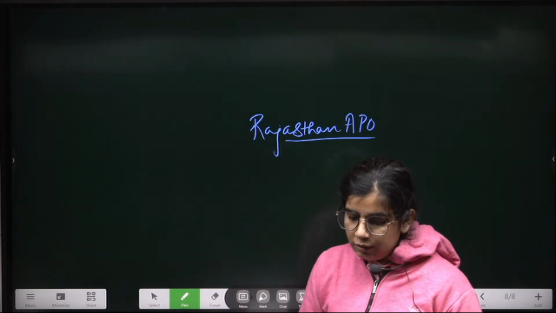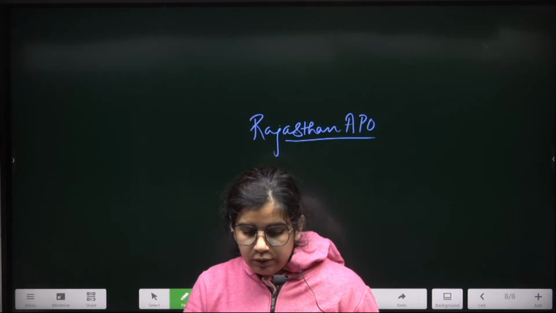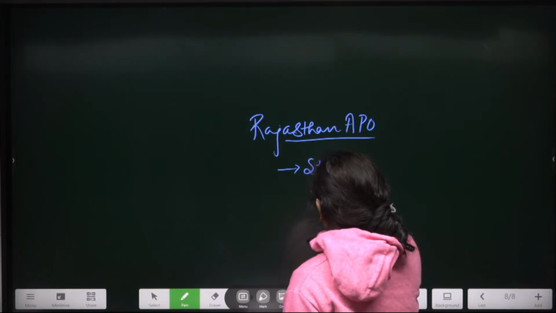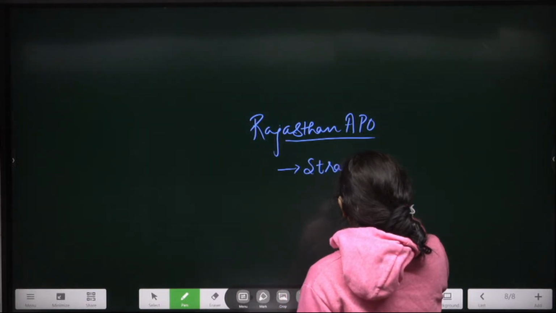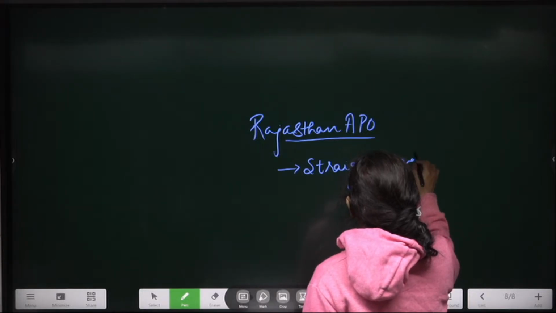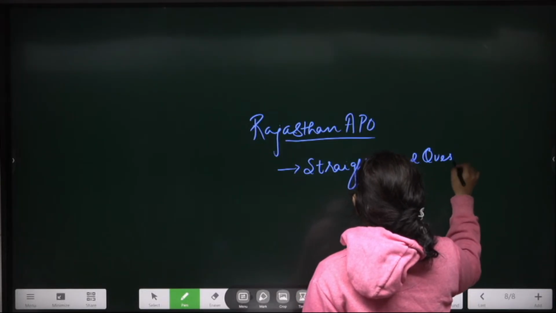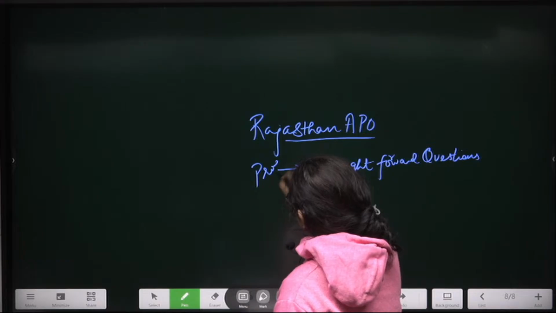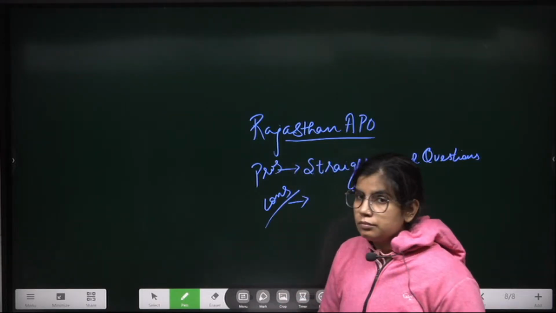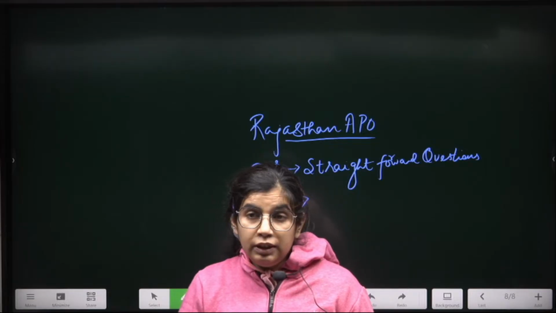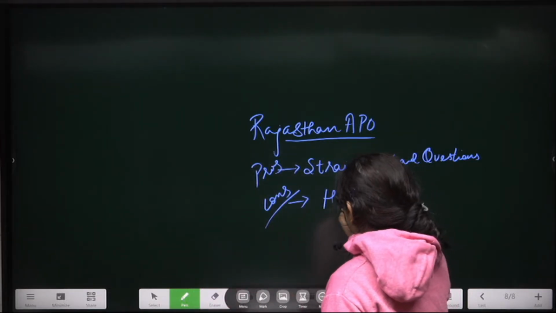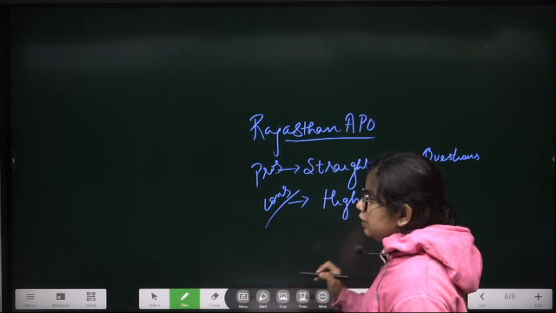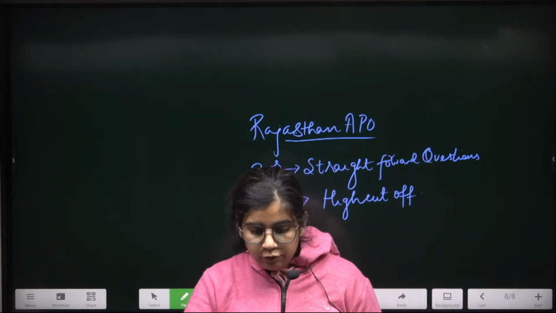Now, when we talk about Rajasthan APO, what are the pros? The questions are quite straightforward and direct. Talking about the cons, it has a very high cutoff. So this is Rajasthan APO, which is of moderate difficulty.